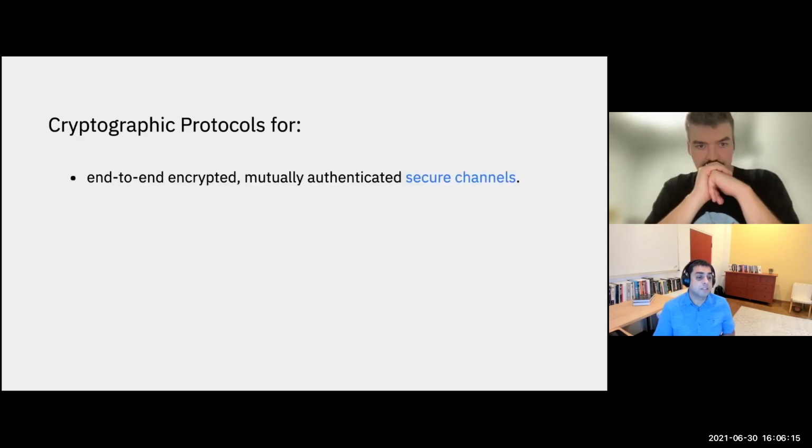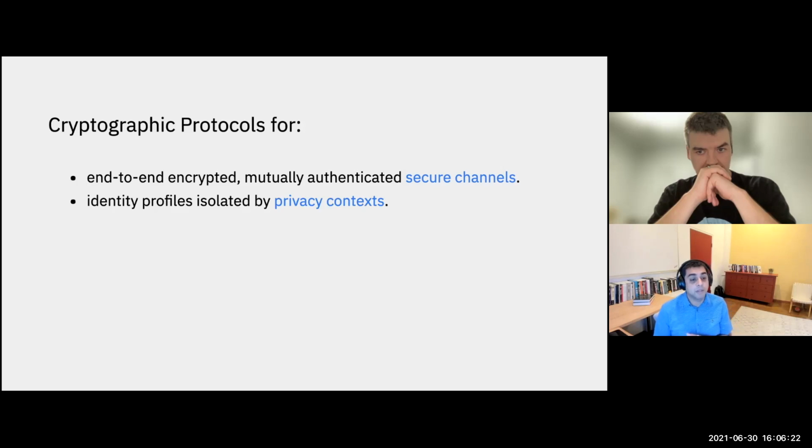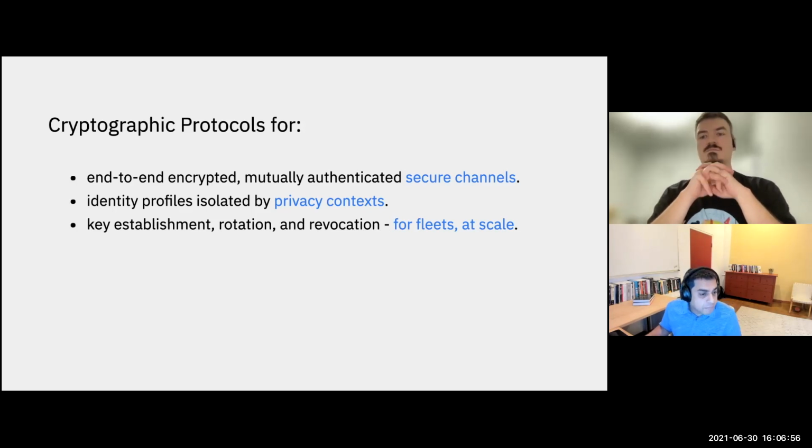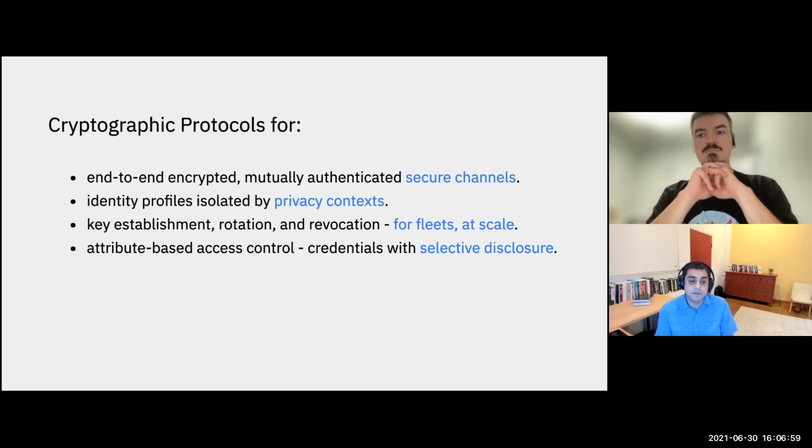These cryptographic protocols enable end-to-end encrypted, mutually authenticated secure channels. There are cryptographic protocols that enable entities to have identity profiles where they can keep separate profiles for separate privacy contexts, which can enable you to embrace least privilege and only expose selective information in select privacy contexts. There are cryptographic protocols for establishing keys in a large fleet of devices, rotating them, revoking them, basically key management at scale.